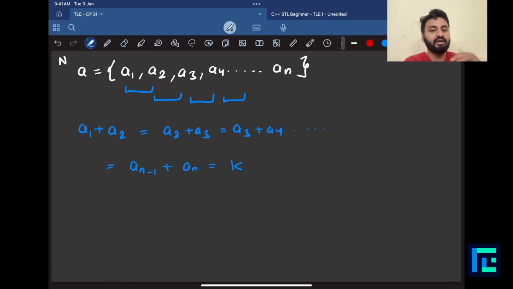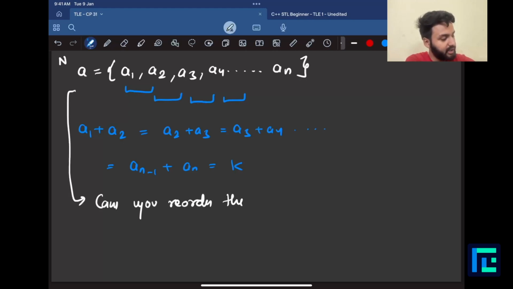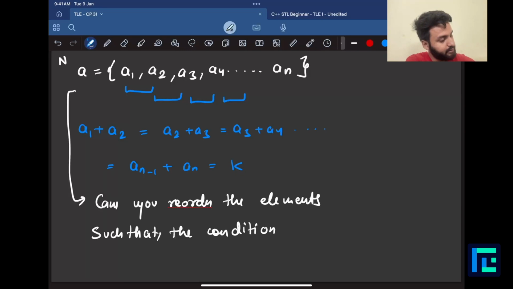Now the condition is not given initially, like the array is not set in such a way that this occurs. The actual problem is, given that you have been allotted this array with some a1 to an numbers, can you reorder the elements such that the condition becomes true? This is the question. So given that you have these elements a1 to an, you want to somehow reorder them.